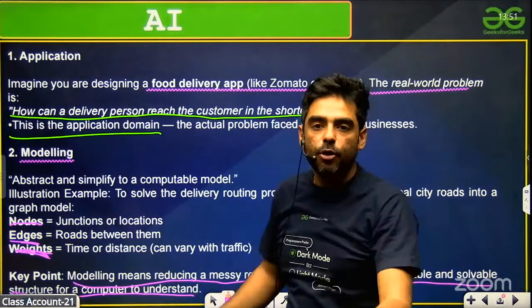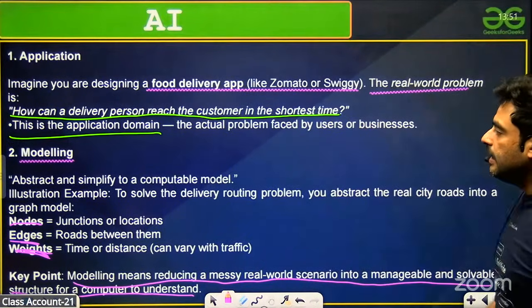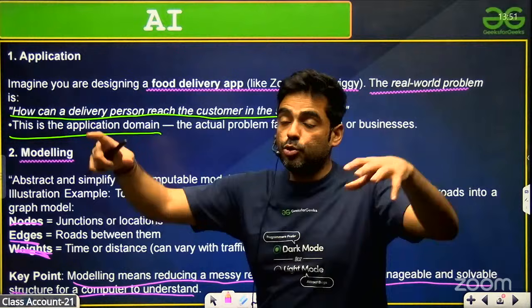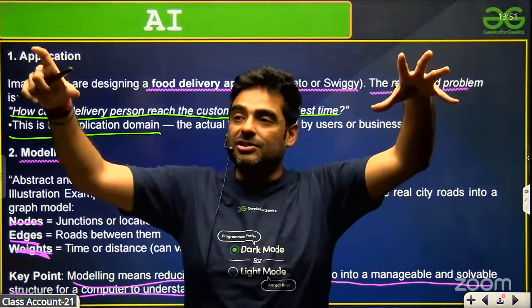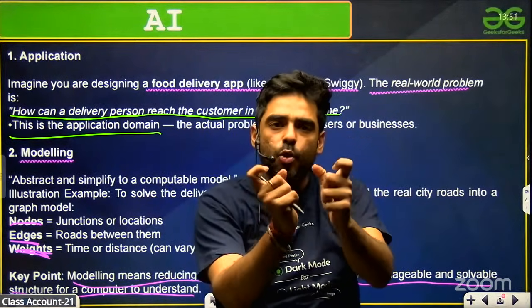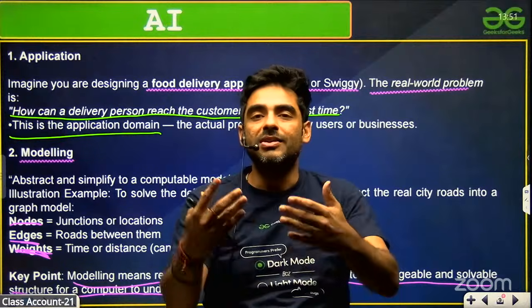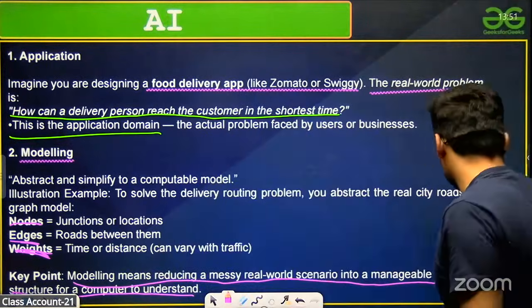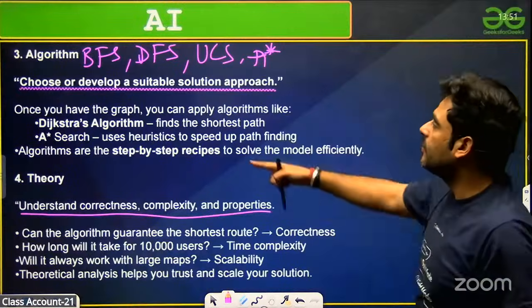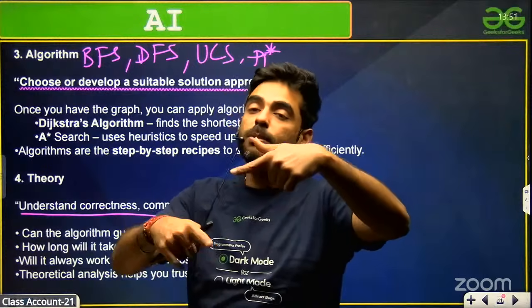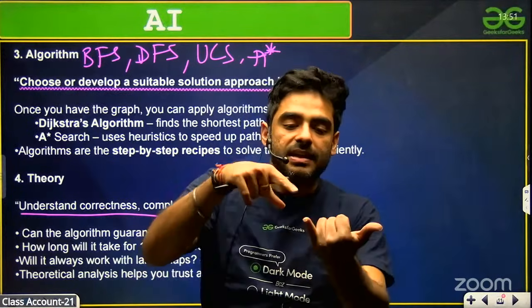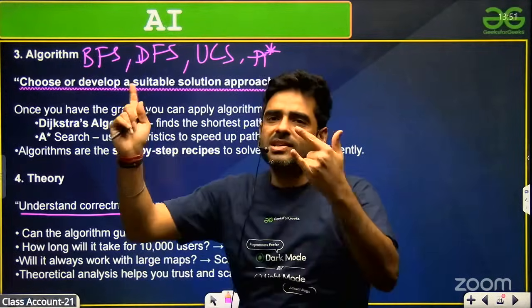What is the real world problem that I want to solve? Second, the modeling part. The messy structure should be converted into a very easy, solvable manner in which I can understand. Then what is the third part? The third part is the algorithm. Which algorithm? What is my approach to solve this? Is it BFS, DFS, UCS, A star, any algorithm?